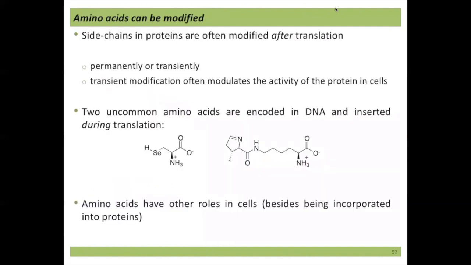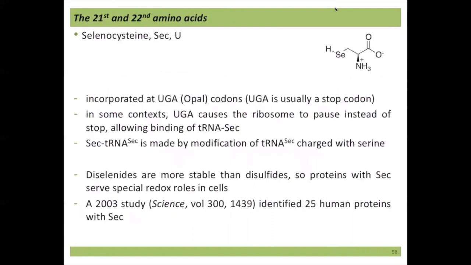Now, as I mentioned, a lot of times the side chain is modified, but there are two amino acids. They're uncommon, but they're encoded in DNA and inserted during translation, meaning on the ribosome. And then amino acids actually have other roles in cells besides being incorporated into proteins. We'll talk about that in a second, but I just wanted to mention these two interesting amino acids. These came about in my lifetime, so as you get older, there's more information to know. I used to only have to know 20, but now there's actually 22.